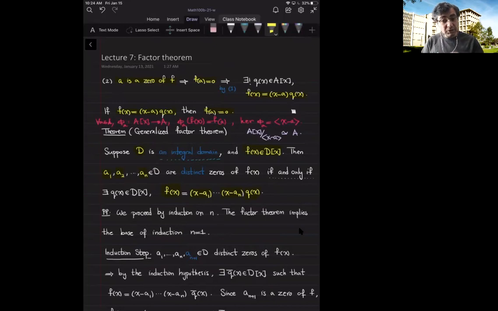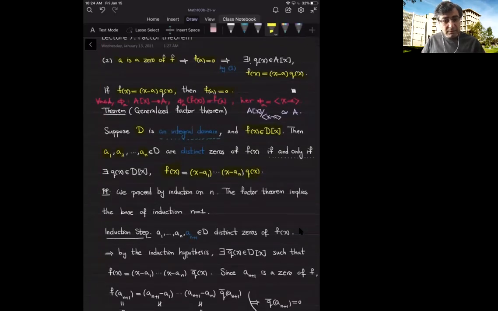We proceed by induction on the number n of distinct zeros of f. If n is 1, which is the base of induction, then it is an automatic consequence of the factor theorem. So we are given a single zero, and we want to factor out x minus a1. So the base of induction is precisely the factor theorem.